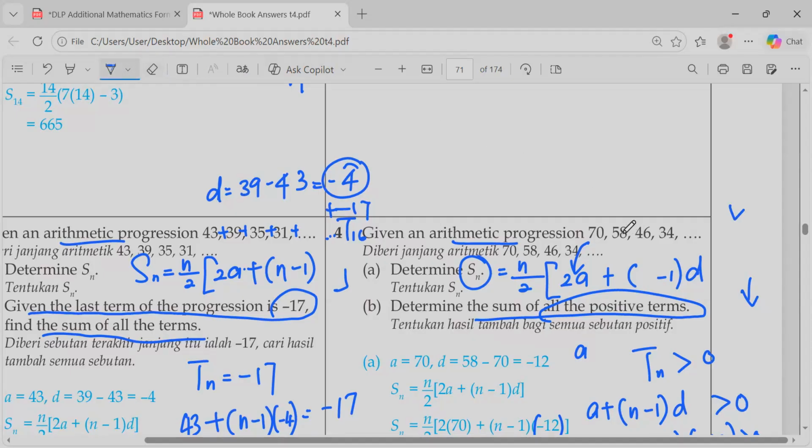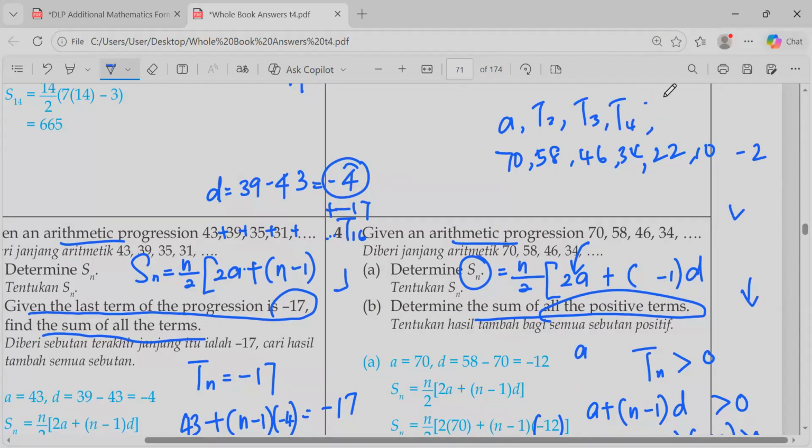You can try to calculate. You can use the calculator. Okay, 34 minus 12, I get 22. Minus 12 again, I get 10. Minus 12 again, I get -2, right? So this is the first one, this is the second one, this is the third one, this is the fourth one, this is the fifth one, this is the last one, 6.